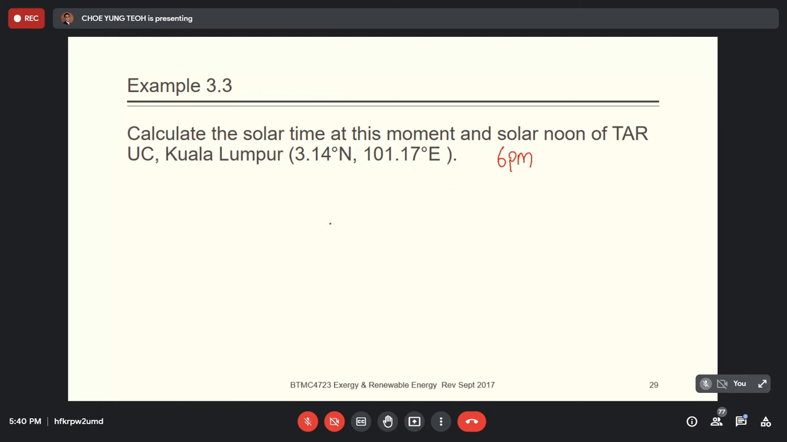So now you need to calculate what is the solar time right now at Kuala Lumpur. So you can use the equation LST equal to LT plus TC over 60. And then you need to find TC, you need to find the equation of time. Maybe we can start from the number n. We know that definitely we have to use n. What's the number n for today? Today is 12th of July. So what is the number n?